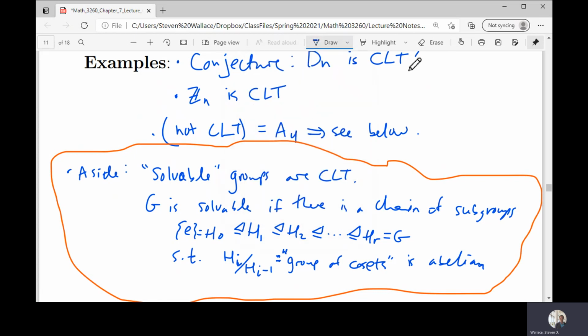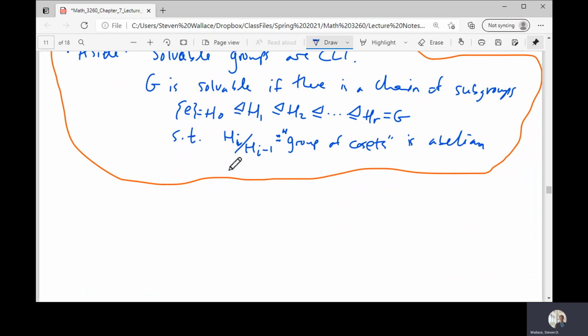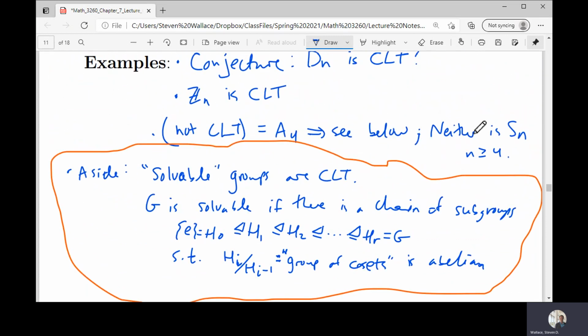Certainly, since A4 is not CLT, then neither is Sn for n bigger than or equal to 4, since A4 is a subgroup of Sn. Sn will not contain a subgroup of order 6 in that same way.